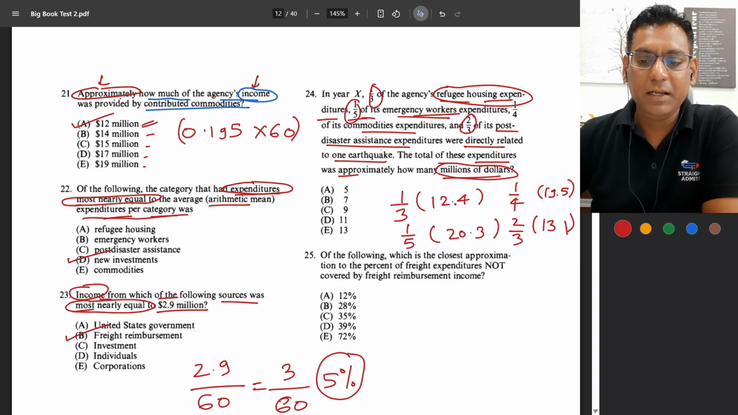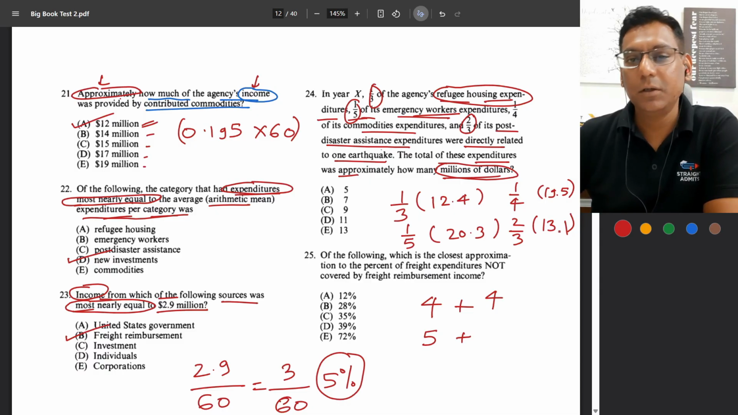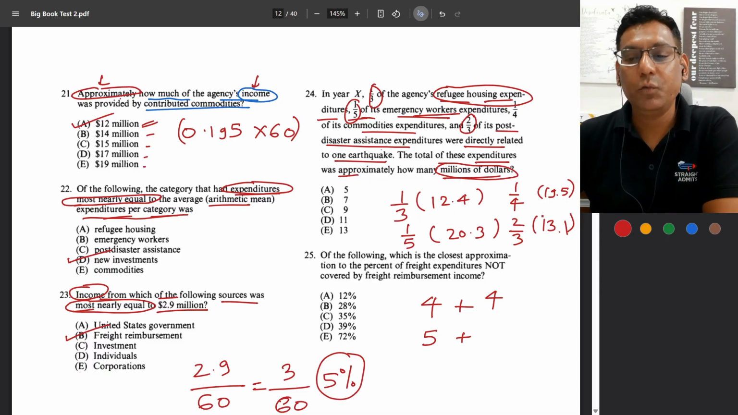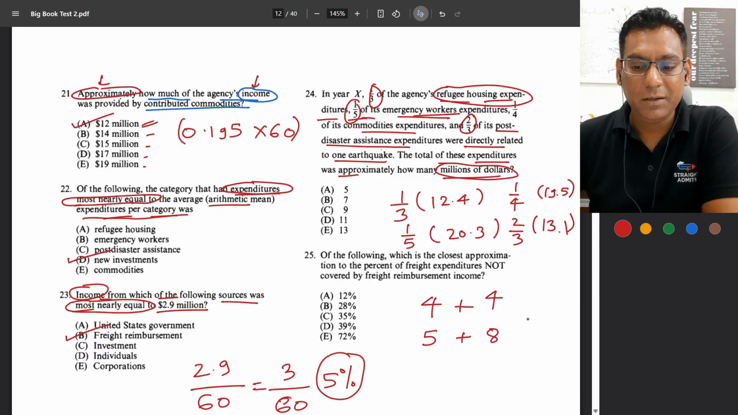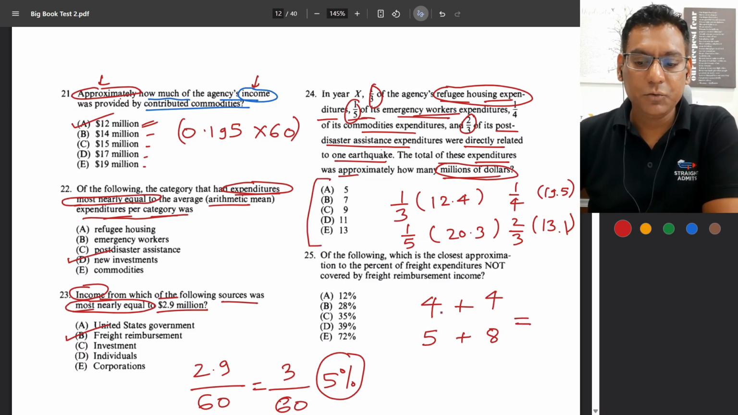So we'll see. Let's assume this was 12. So 12 by 3, I get 4. Then I get 20 by 5, I get 4. Then I get one fourth of 20, so that is 5. And then I get 2 by 3 of 13. Let's say 2 by 3 of 12 would be 8. These are very rough calculations because even the answer choices are quite far apart. So what do I get? 8 plus 8, 16 plus 5, 21.